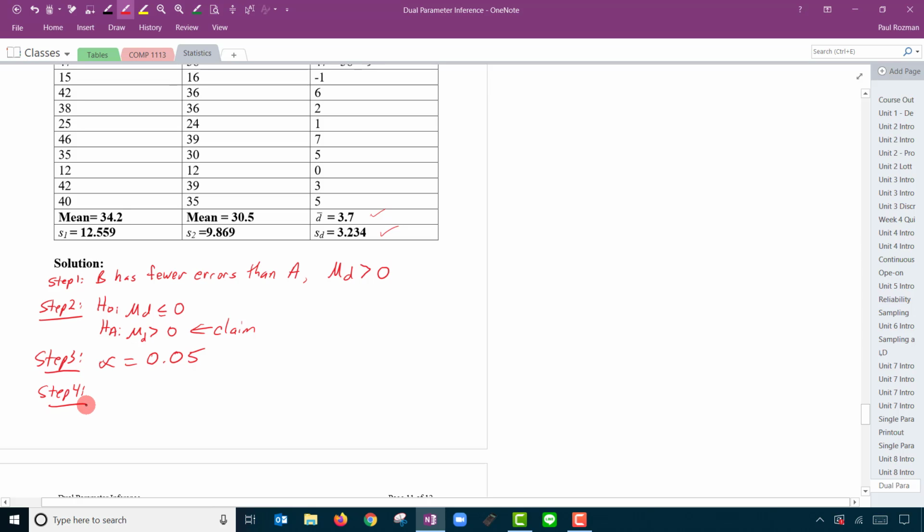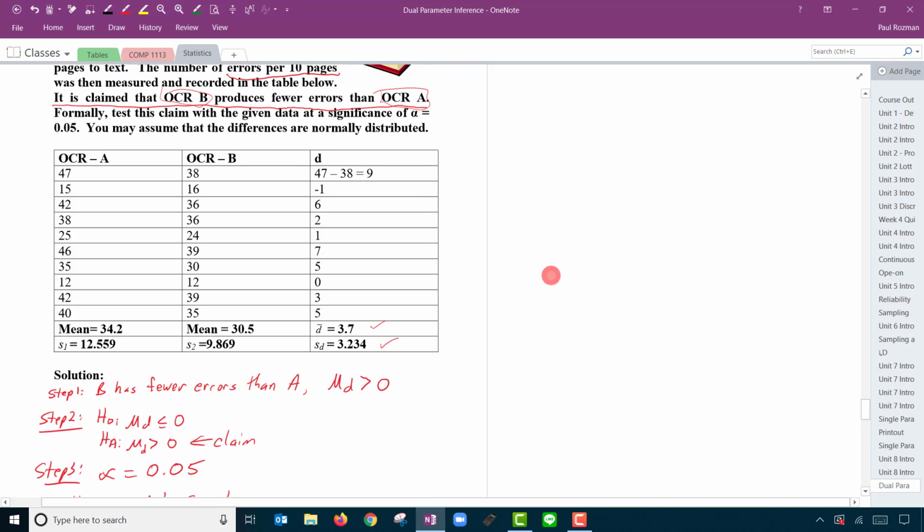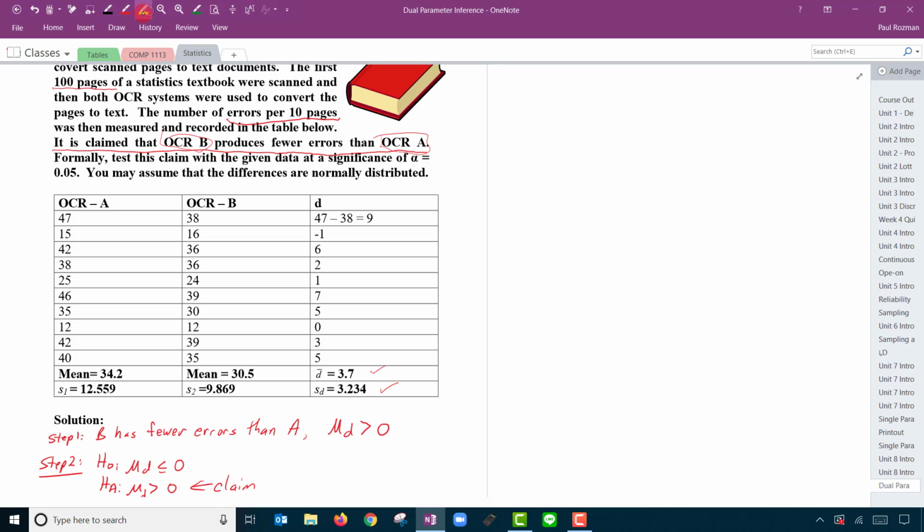Step 4 is where we check our assumptions. We sort of already did this where we checked to see if they were independent or dependent. We have dependent samples, and I think they need to come from a normal population, and hopefully it's stated somewhere in there. It says that you may assume that the differences are normally distributed.